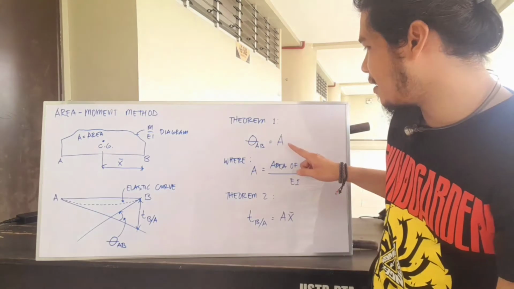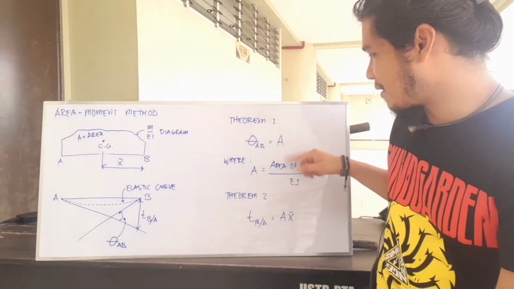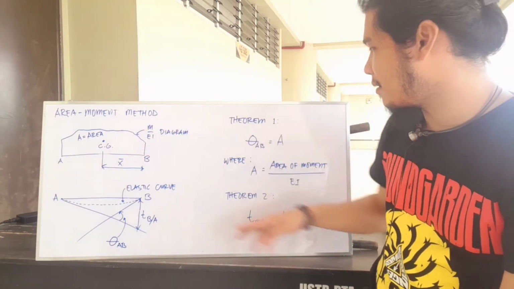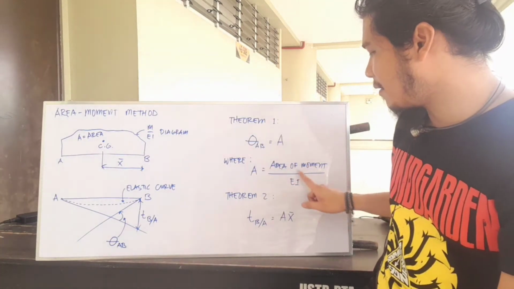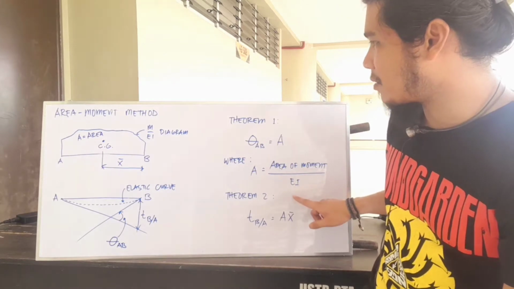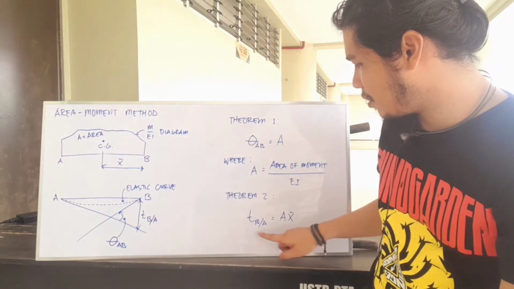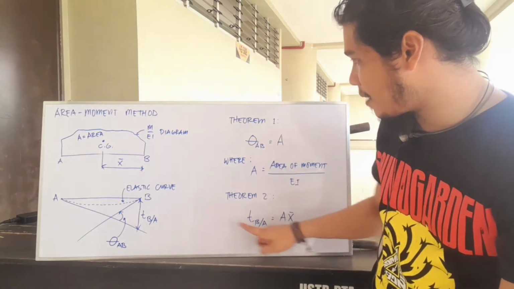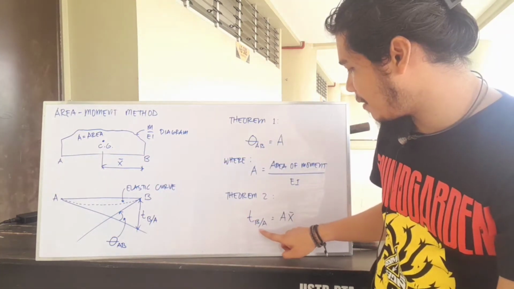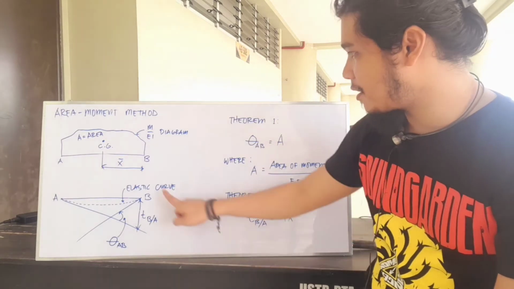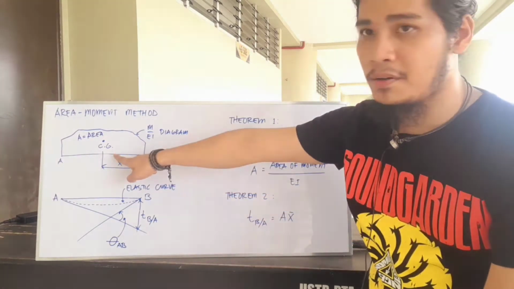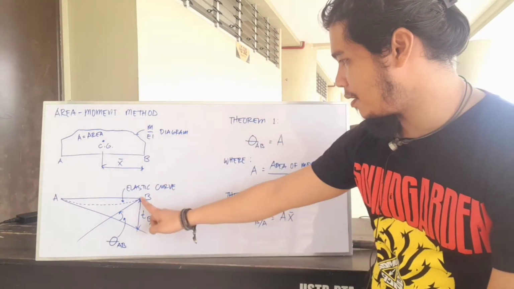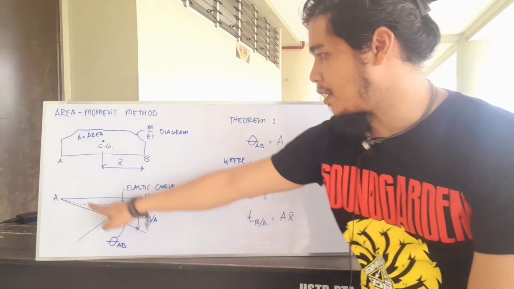Bali, in-emphasize ko lang na yung A dito ay hindi lang area ng moment diagram, but area ng moment diagram divided by your flexural rigidity. Dito naman, meron tayong A times X bar. So, dito na magagamit yung direction natin. Pag T, B over A, the X bar is measured from B to your center of gravity. B over A. And then the point over your tangent A.